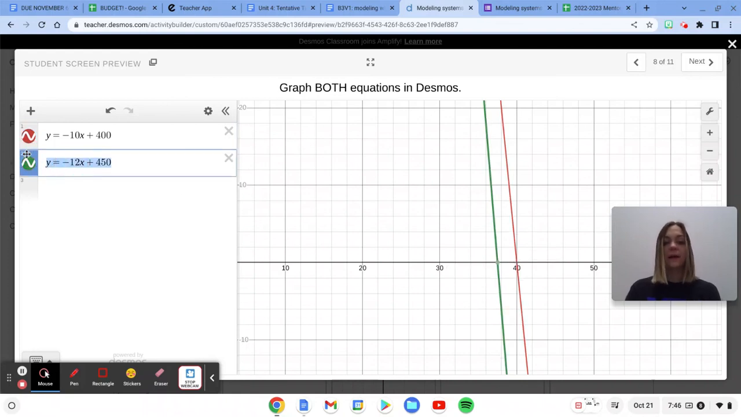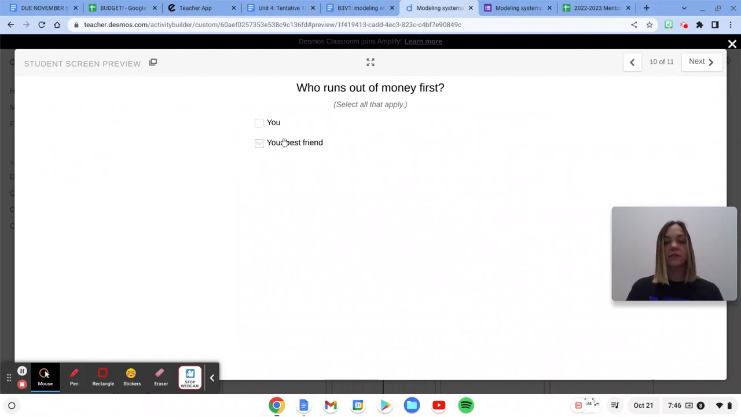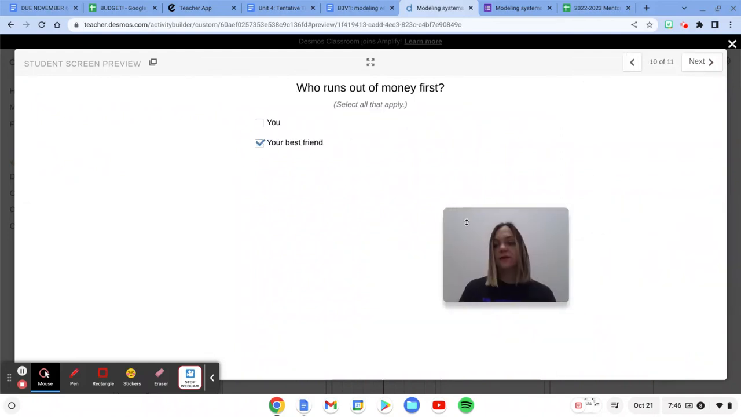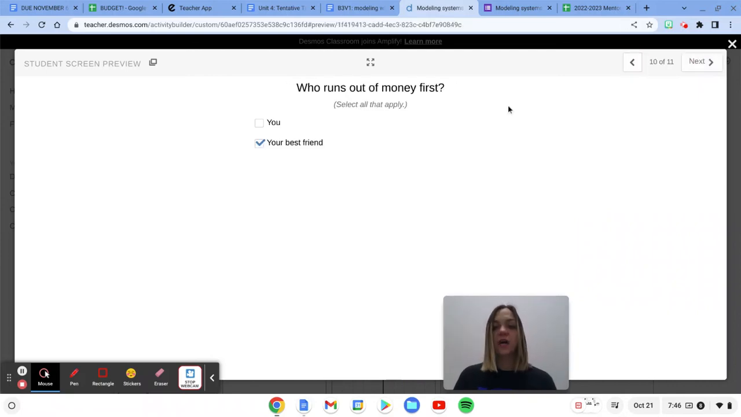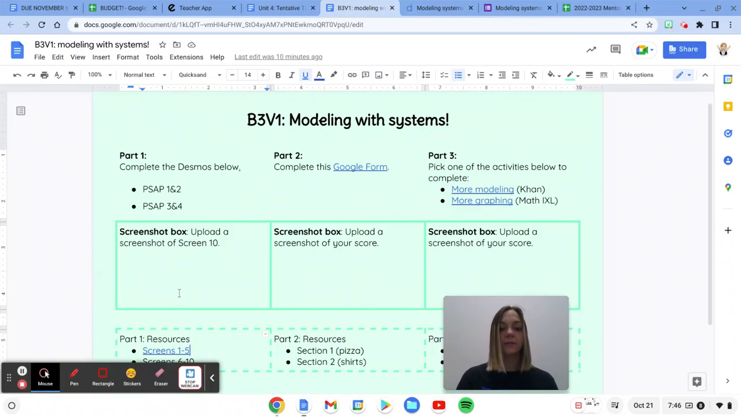I know this is my best friend's equation, and that person runs out of money 2.5 weeks sooner than I do. So the person who runs out of money first is your best friend. You're done. What you're going to do is submit a screenshot of screen 10 to your Google Doc in this box here. And then you're going to move on to part 2.